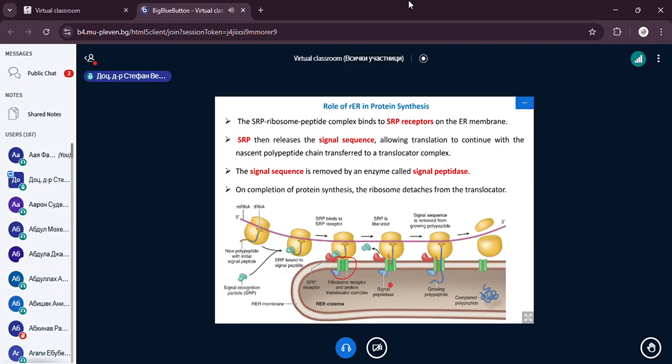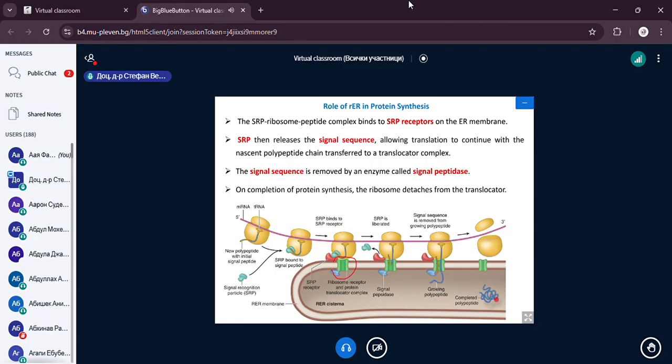endoplasmic reticulum. Here, on the inner surface of the membrane of the rough endoplasmic reticulum, there is an enzyme called signal peptidase. This enzyme cuts and eliminates the signal sequence. It's not needed anymore. It has fulfilled its function and now it is eliminated from the newly synthesized protein. And the translation continues until the whole protein is synthesized. So the protein goes inside the cisterns of the endoplasmic reticulum.